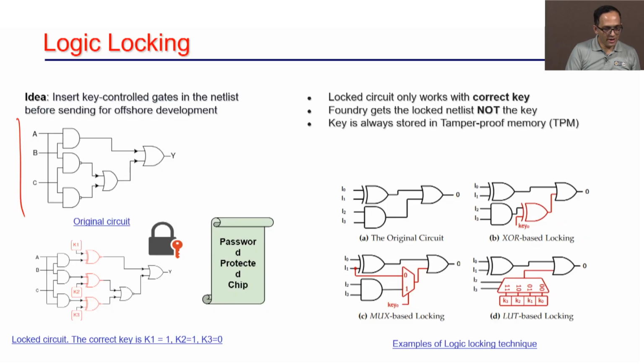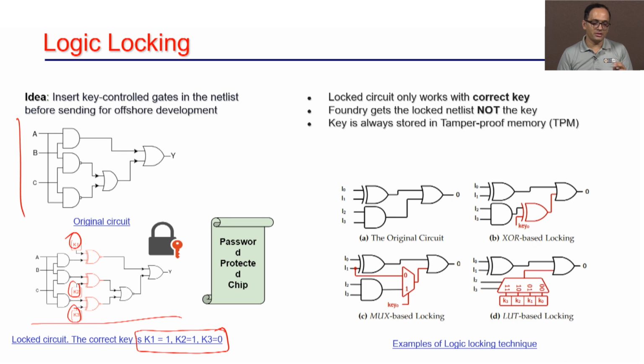But the objective is that I have to give this design to somebody in the layout form, but my purpose is I want to do something so that they cannot use it, even if they can see what the design is. And what is the solution? You basically lock your design with some keys. Let us say I have locked my design with 3 keys here, K1, K2, K3, and the value of the correct key is K1 equal to 1, K2 equal to 1 and K3 equal to 0. So, this is the value.